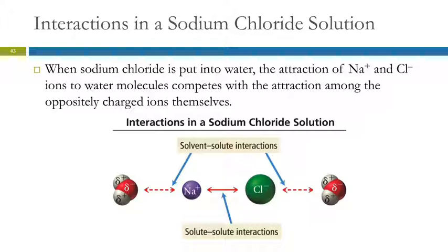So let's talk about sodium chloride. It has sodium ions and chloride ions, right? The positive sodium ions are very attracted to the negative chloride ions. They're just really good with each other. They don't want to separate.